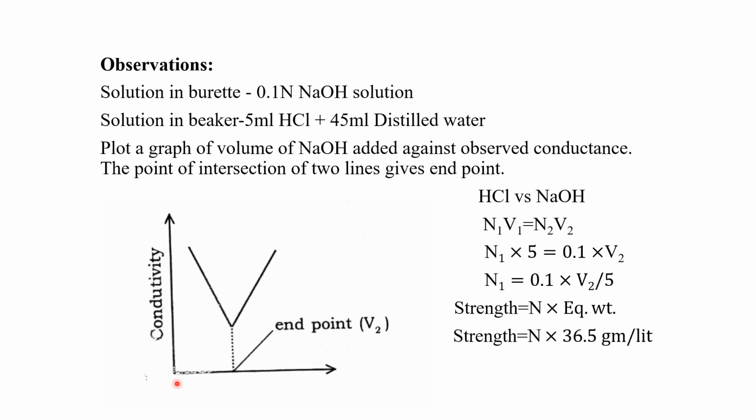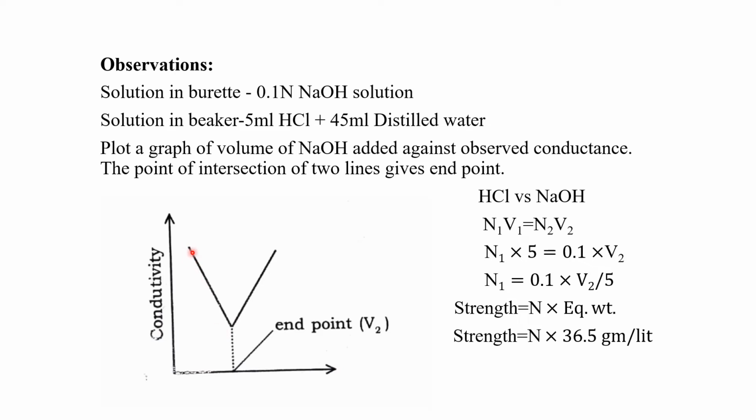Now you can observe this graph. On x-axis there is volume of NaOH added. Here it is not mentioned but you have to write it. On y-axis there is conductivity. When we observe this graph, we get two lines which intersect with each other, a V-shaped graph.